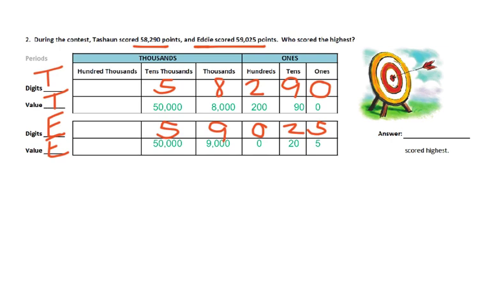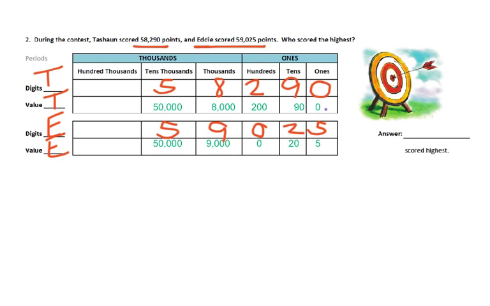So for Tayshawn's score, a 0 in the ones was 0. 9 in the tens was worth 90. So when it's saying the value, we're saying how much is it worth. The 2 in the hundreds place is worth 200. The 8 in the thousands place is worth 8,000. The 5 in the 10,000s place is worth 50,000. And you can see the same thing underneath what I did for Eddie's scores.